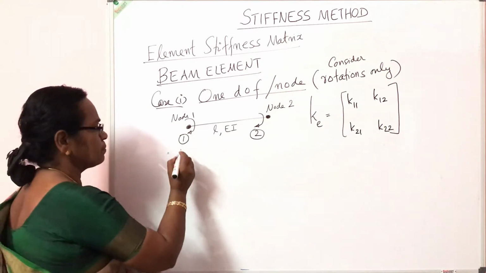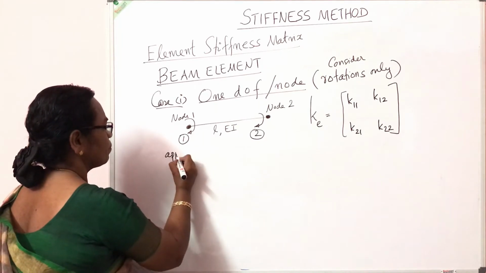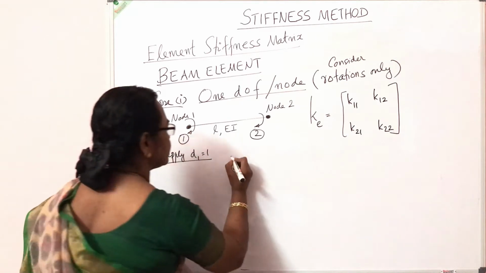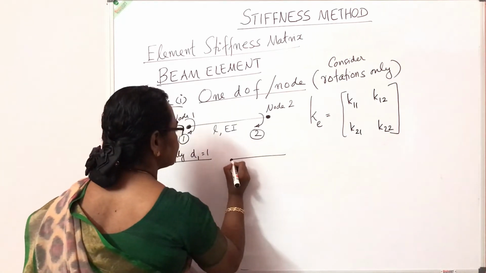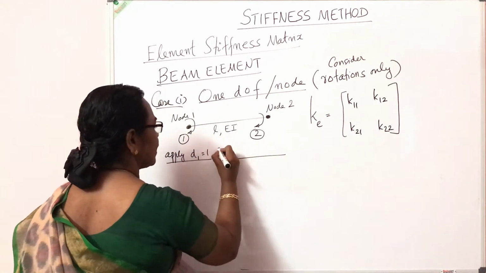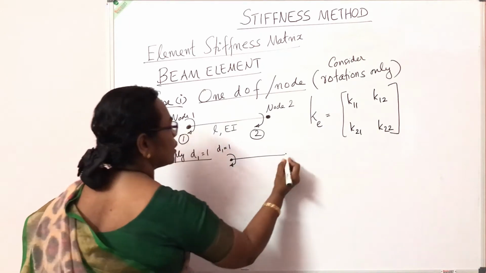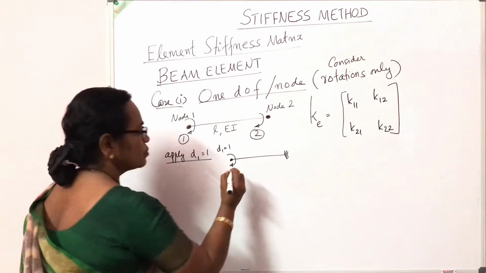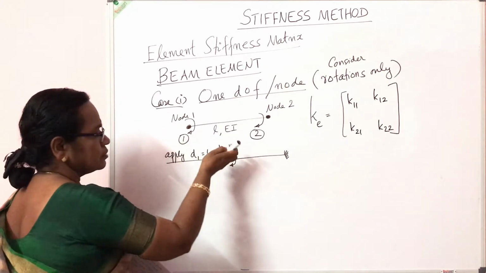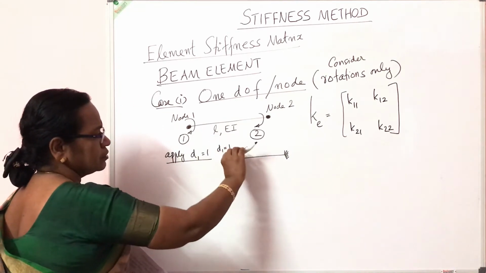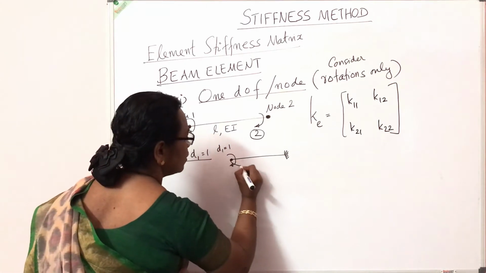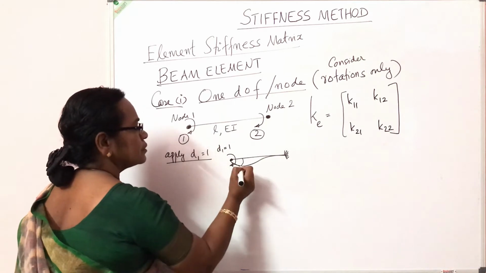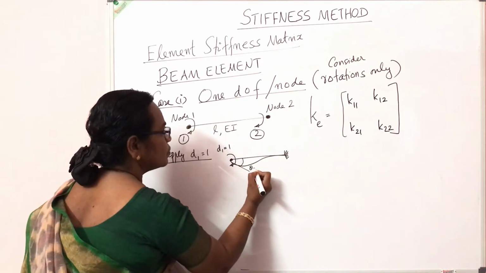For that, the basic principle is you first apply D1 equals 1. Apply unit rotation in the first coordinate direction. Arrest the other displacement so that the beam is applying clockwise rotation. So it comes down. So this is the slope, and this is equal to 1.